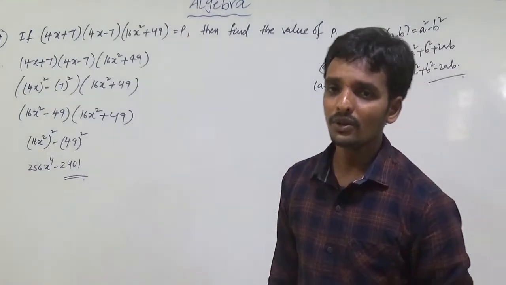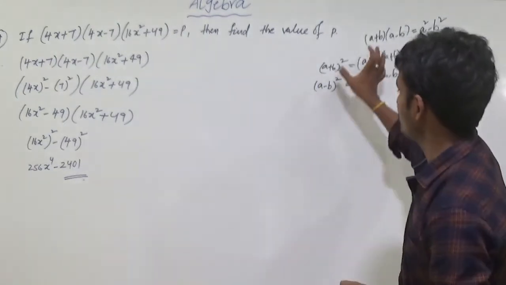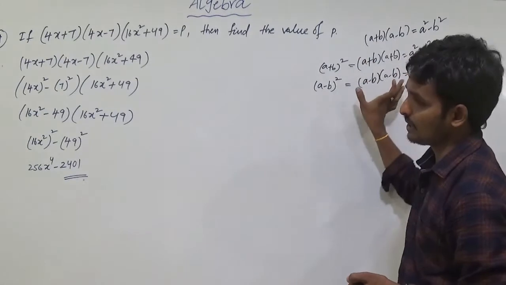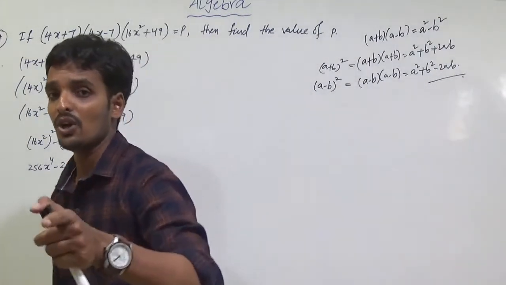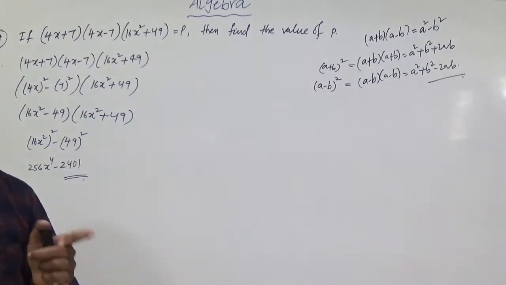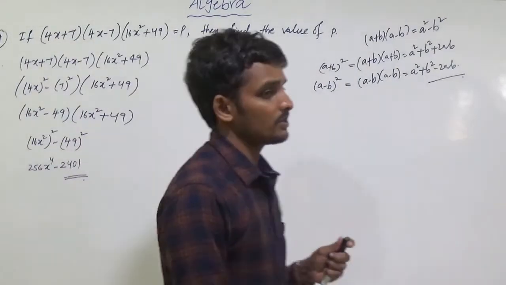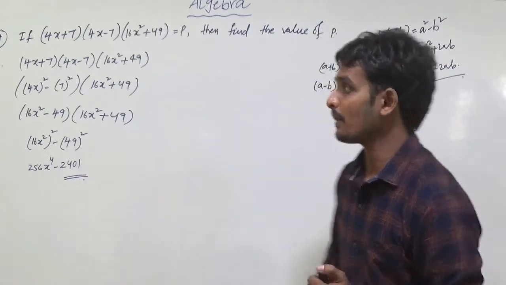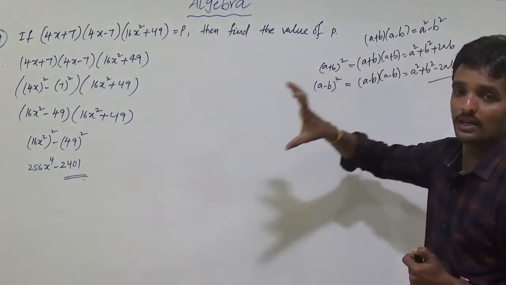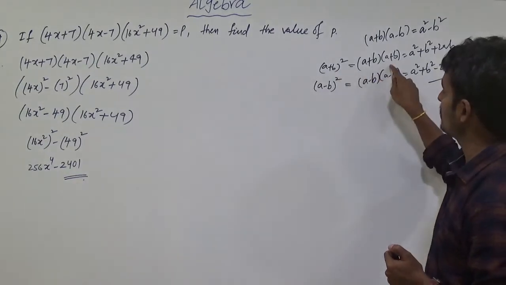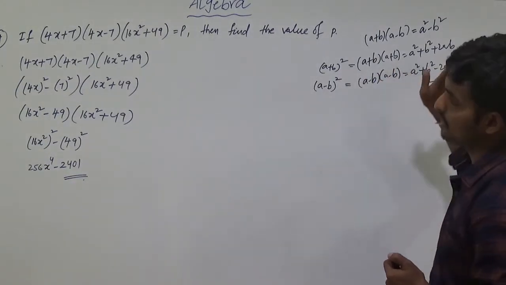So be careful students. Please keep in mind these three formulas. (a + b)(a − b) is equal to a² − b². If you have a doubt how it becomes a² − b², we can multiply a with (a − b), again b with (a − b), we will get the answer. The same way (a + b)(a + b), we can multiply, we will get the answer.